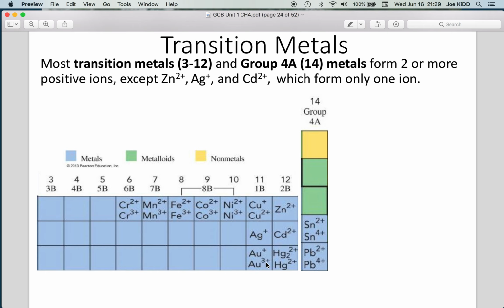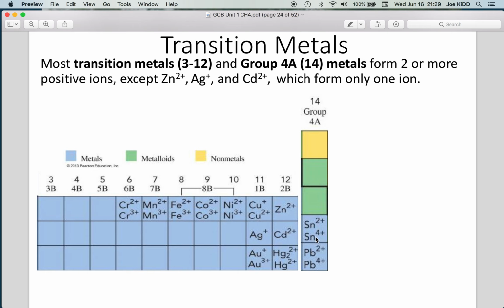Something like gold can give up 1 or 3, which is weird. Zinc will always be +2. Copper can do +1 or +2. Nickel can do +2 or +3. Tin can do +2 or +4.